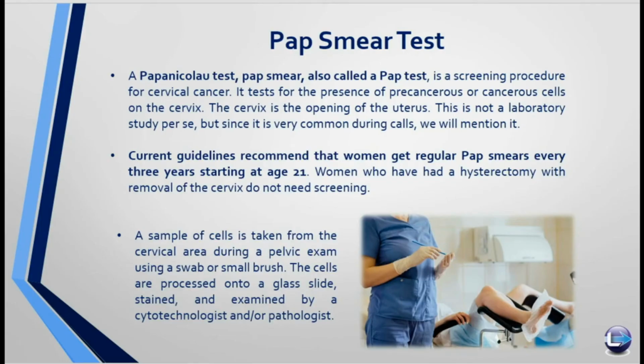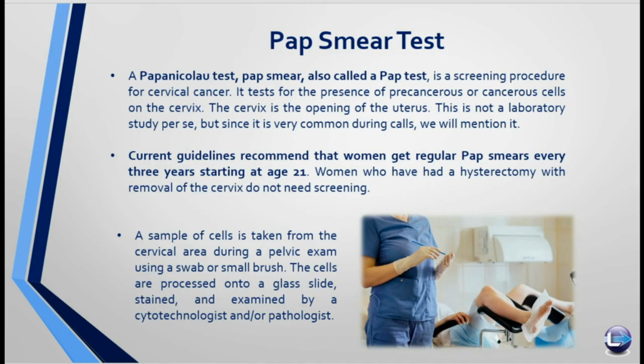Pap smear test. A Papanicolaou test, Pap smear, also called a Pap test, is a screening procedure for cervical cancer. It tests for the presence of precancerous or cancerous cells on the cervix. The cervix is the opening of the uterus. This is not a laboratory study per se, but since it is very common during calls, we will mention it. Current guidelines recommend that women get regular Pap smears every 3 years starting at age 21. Women who have had a hysterectomy with removal of the cervix do not need screening.